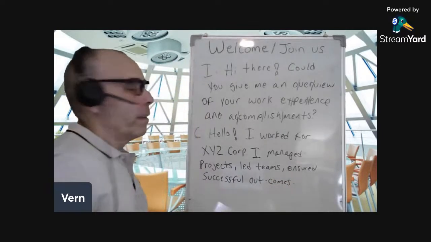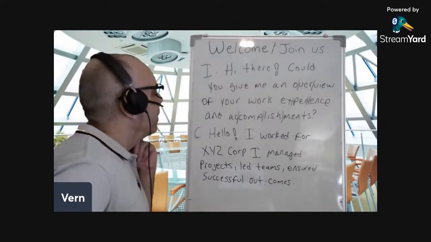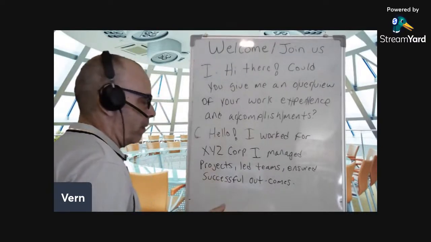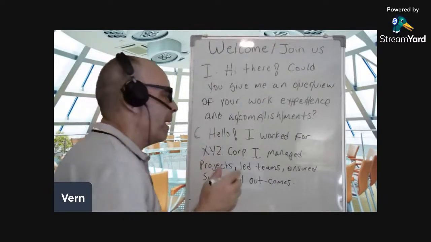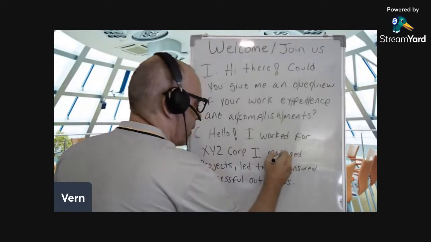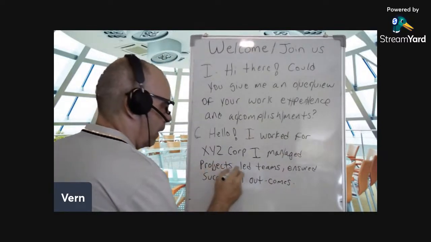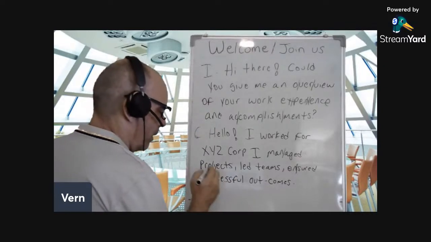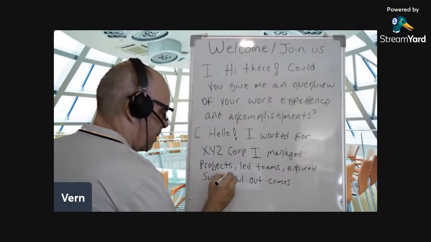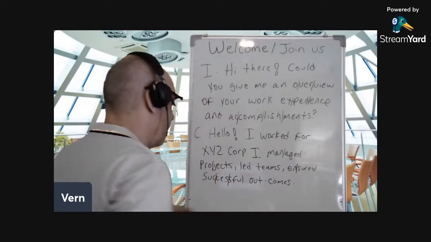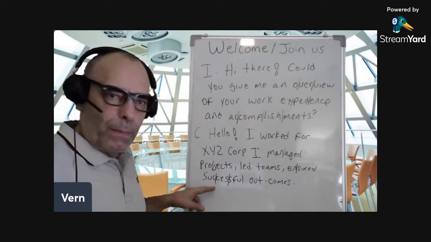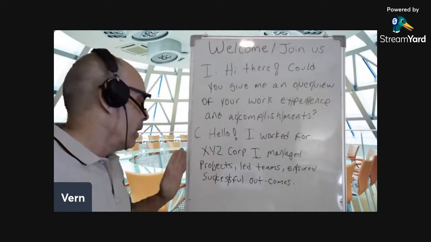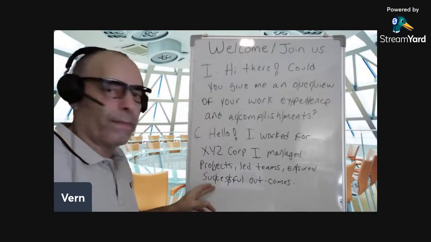All right. Let's find our syllables. We'll bring this to life. Hello. I worked for XYZ Corporation, Corp for short. I managed projects, led teams, ensured successful outcomes. Now, often the syllable break is on the double consonant letter, double C, double S, double M, double T, whatever. But that's usually the easiest place to find your syllable breaks.